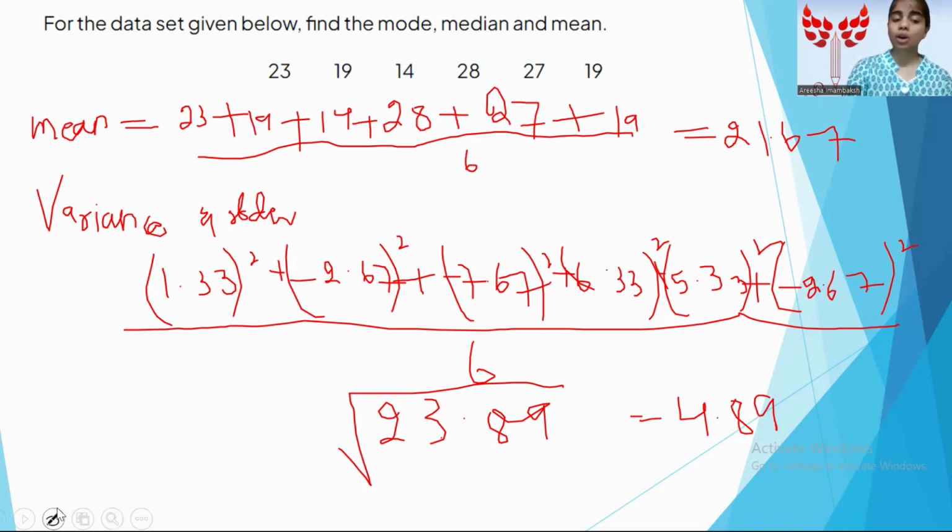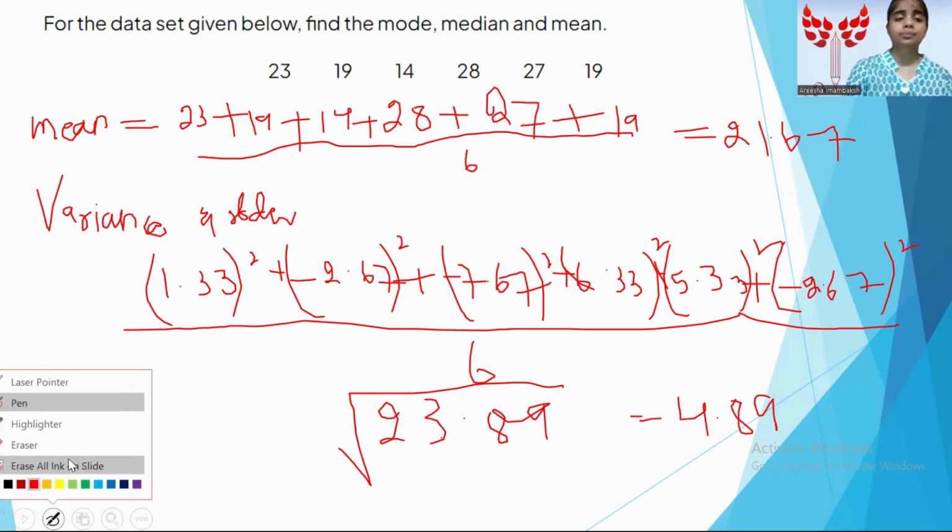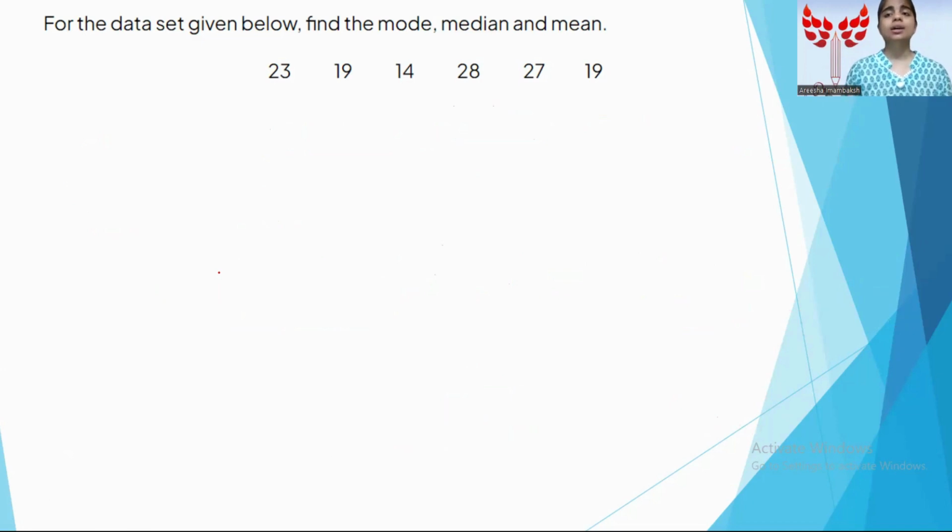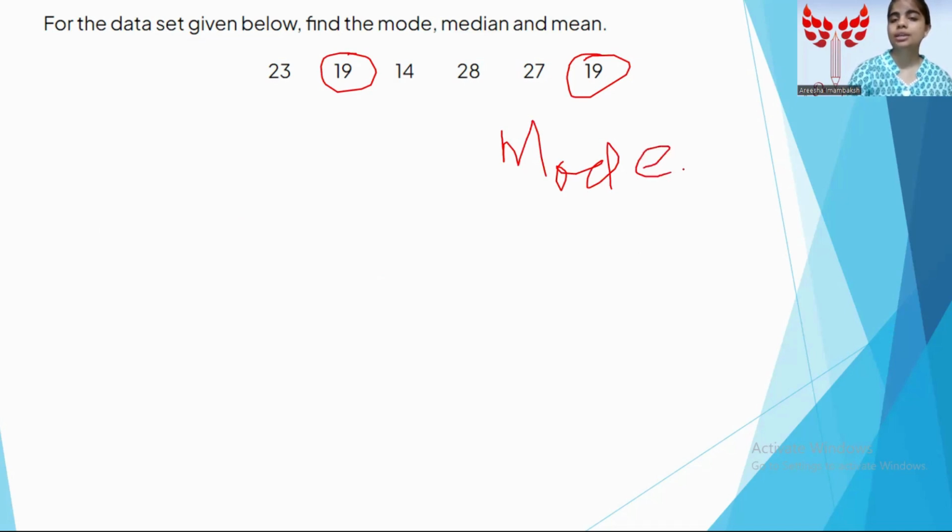This we have only now discussed: mean, standard deviation and variance. Now mode is very simple, the most repeated value, right? And in this case it is 19.